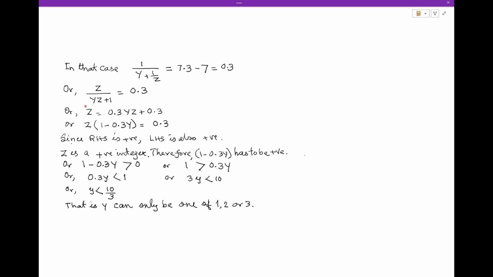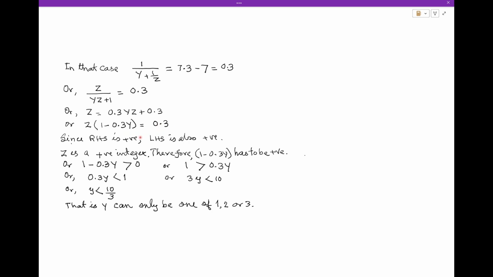Or g divided by yg plus 1 is equal to 0.3. By cross multiplication, g is equal to 0.3yg plus 0.3, or by taking the g terms to one side and taking out g as a common factor, we get g multiplied by 1 minus 0.3y is equal to 0.3.